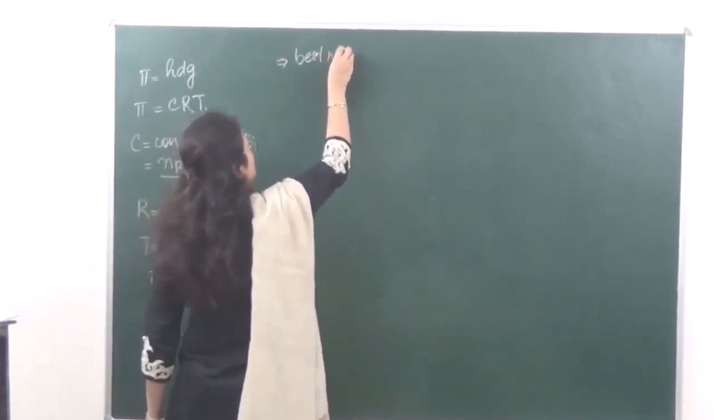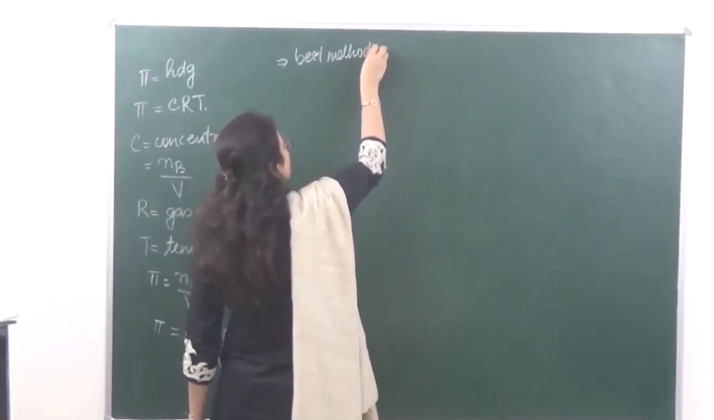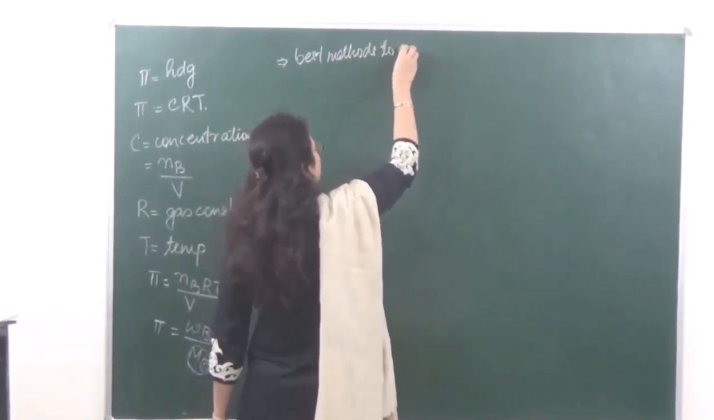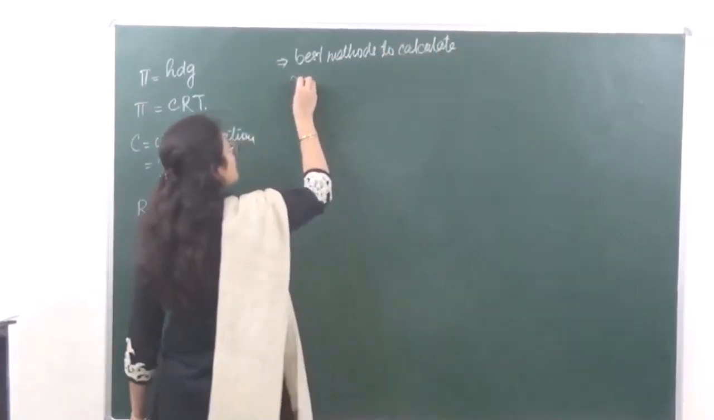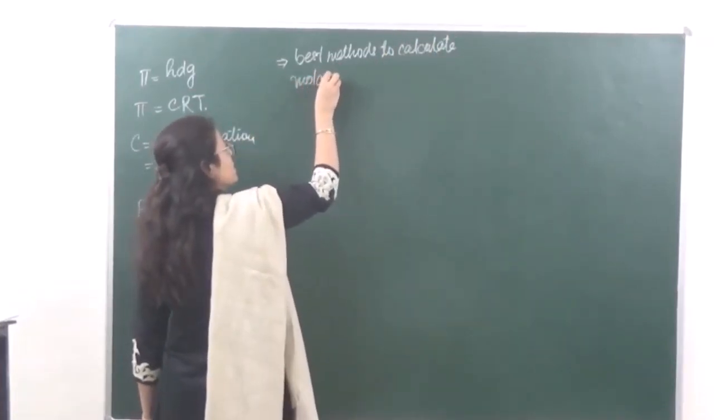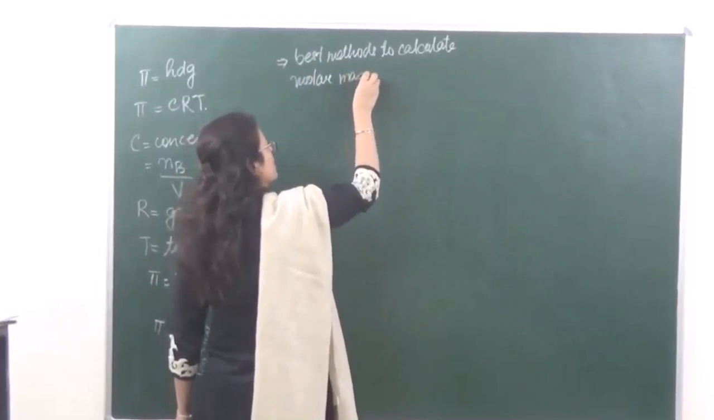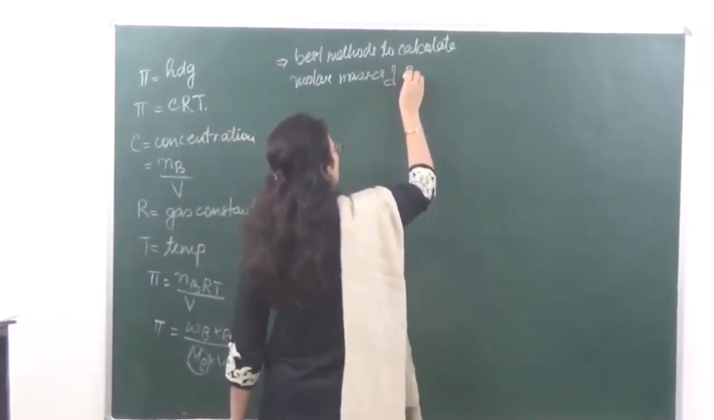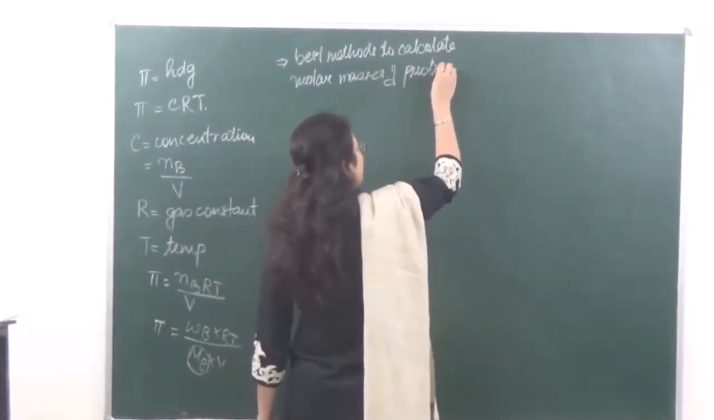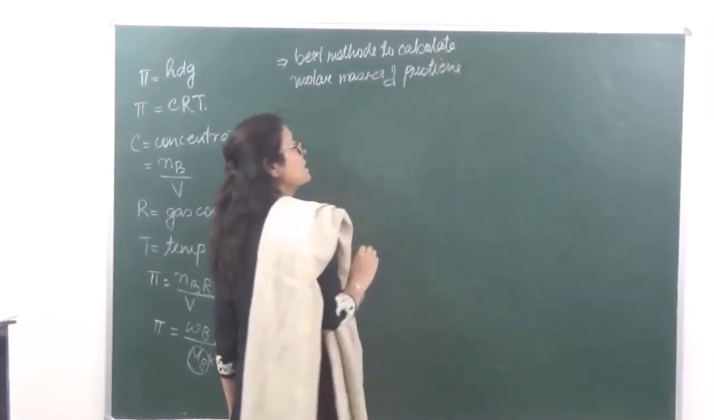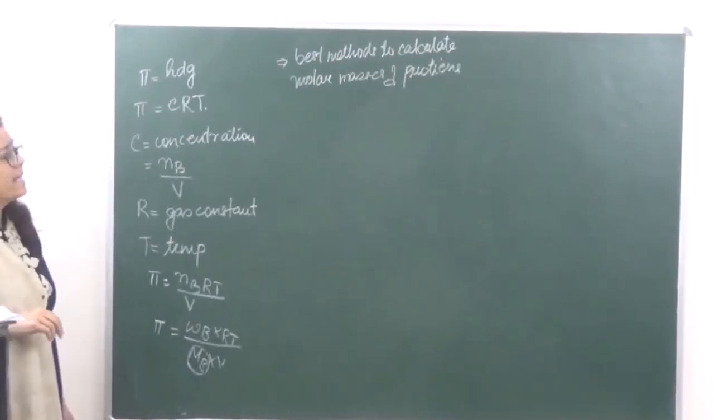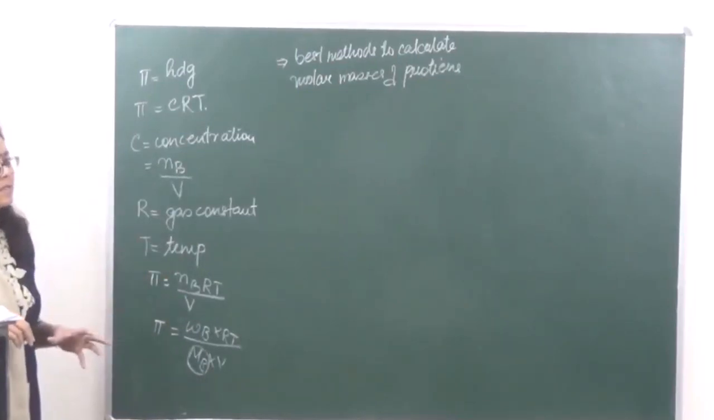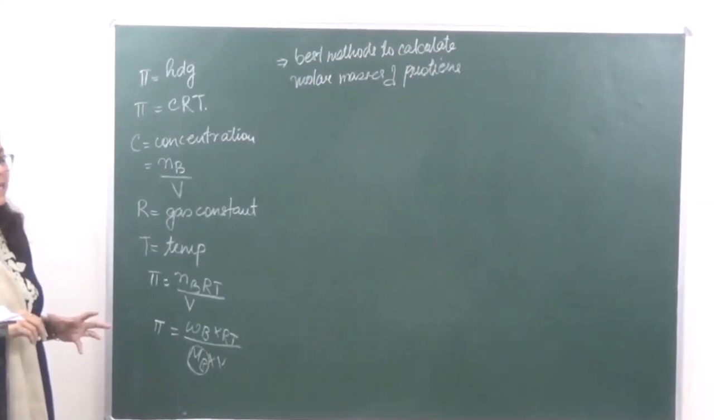Okay, now the molar mass of the solute. We say that osmotic pressure is one of the best methods to calculate molar masses of proteins. Why are we saying proteins over here? Because we are taking into consideration any high molecular mass solute. Proteins are a kind of polymer, and they have very high molecular masses.